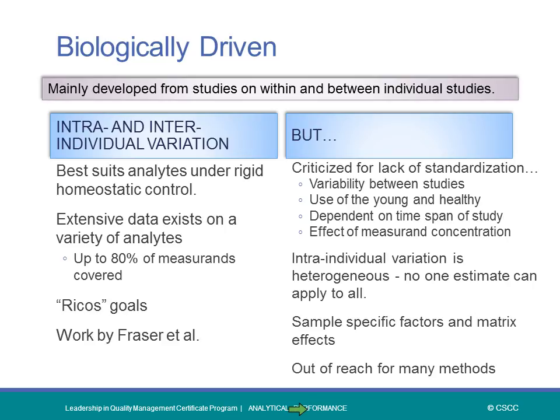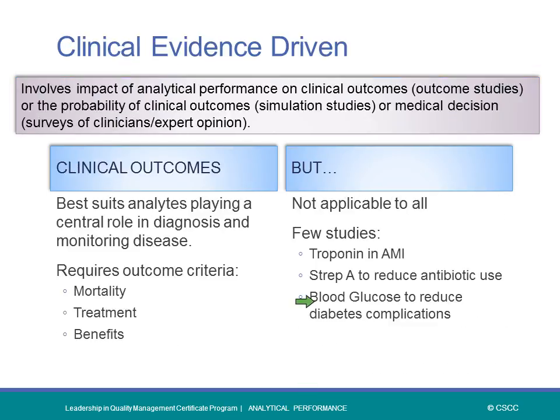The best source, of course, are those based on clinical evidence, and as indicated by the term clinical evidence, that implies clinical outcomes. So outcome studies need to be related to the analytical results for a test in order for us to determine analytical performance for that test and the outcome. Our ability to do that, however, is rather limited, and maybe limited to very few tests, and those would be tests that are central to diagnosis and monitoring disease.